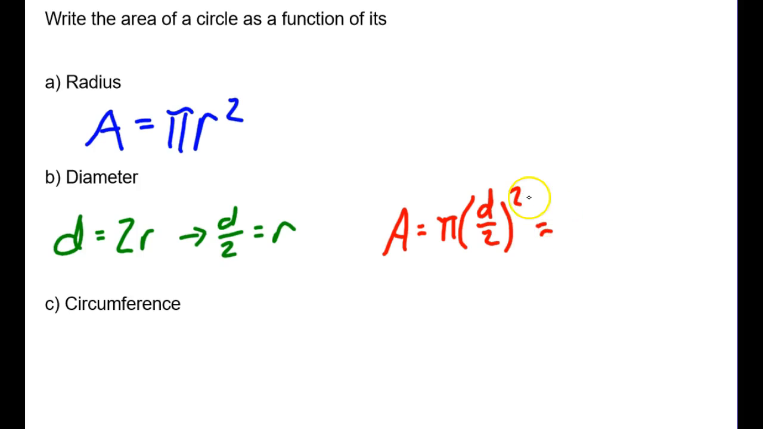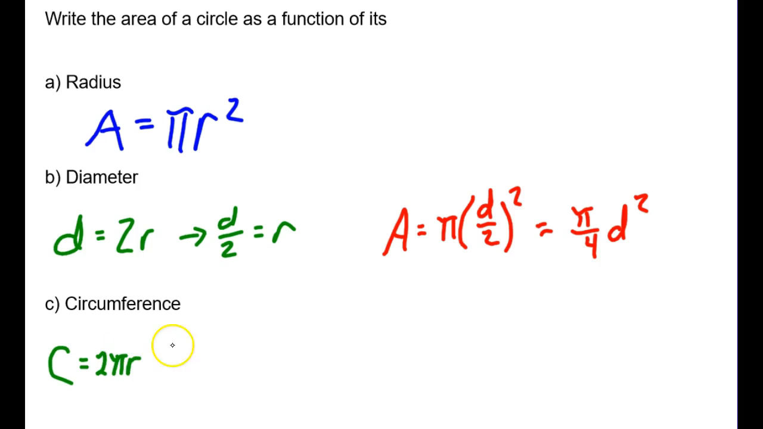And if we simplify that out, this exponent gets distributed to the numerator and denominator. So this becomes pi over 4 times the diameter squared. Now we have an area of the circle as a function of its diameter. In part C, we want to write the area as a function of its circumference. We know the circumference is equal to 2 pi r.